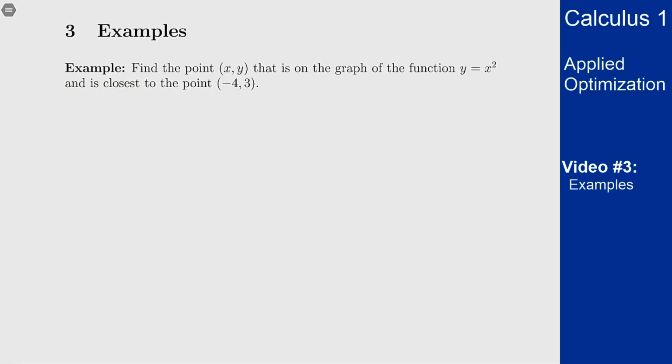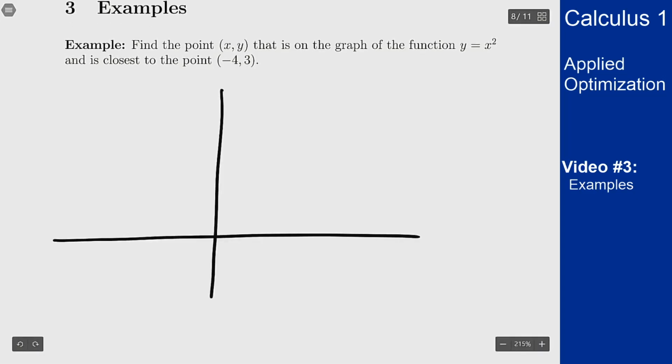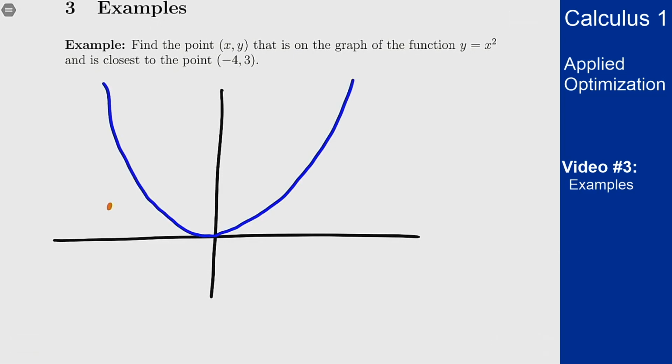For example, we want to find the point (x, y) that's on the graph of the function y equals x squared and is closer to the point (-4, 3). So start by drawing a picture of this, because this is definitely a geometric type problem. We have the graph of y equals x squared, and the point (-4, 3). I want to find the point on this graph that's closer to this point, so it should be somewhere around here-ish. But how can I do this quantitatively?